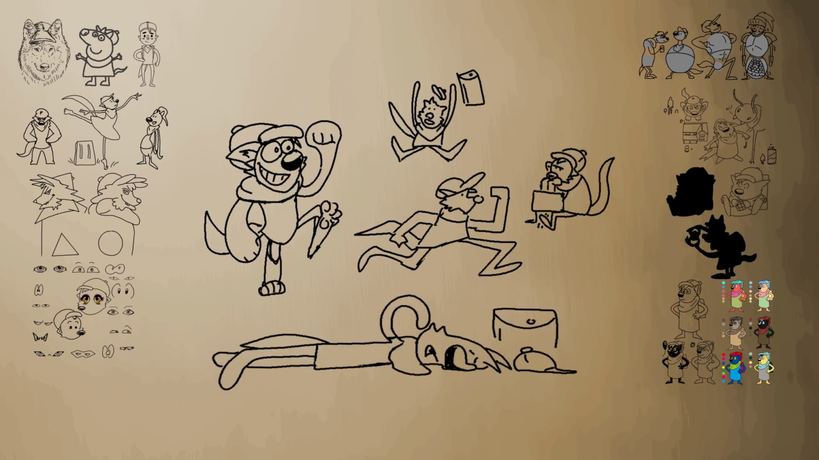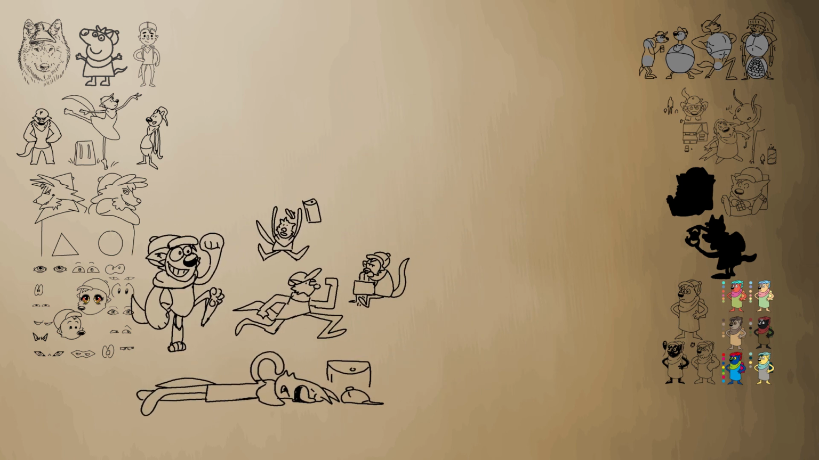Movement characteristics. This ties in with timing, but can also deal with flourish and personality. What's your character like? Slow and lethargic, or hyperactive and bouncy?